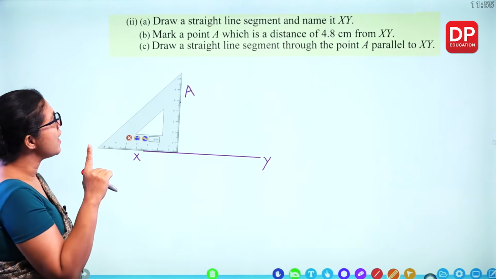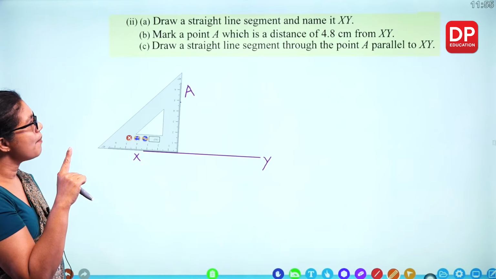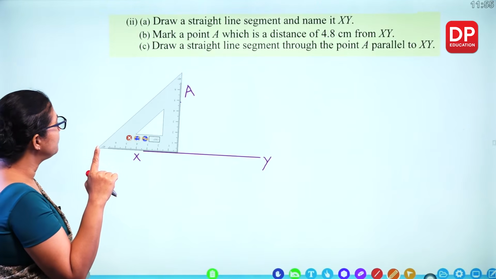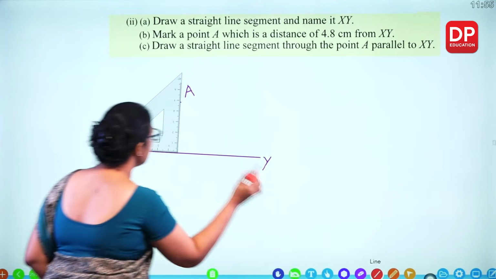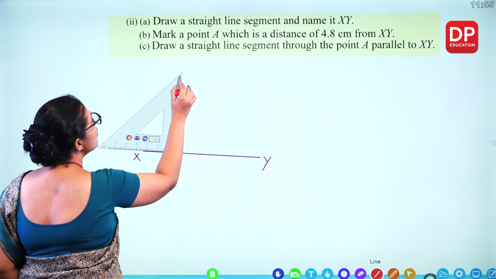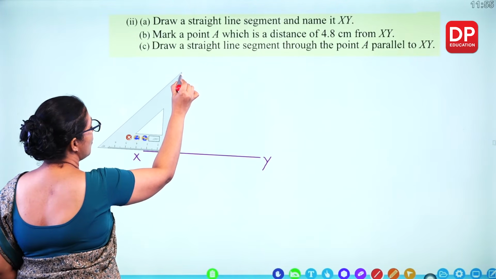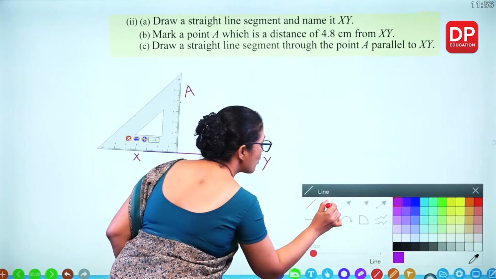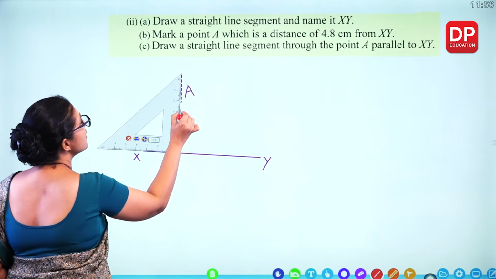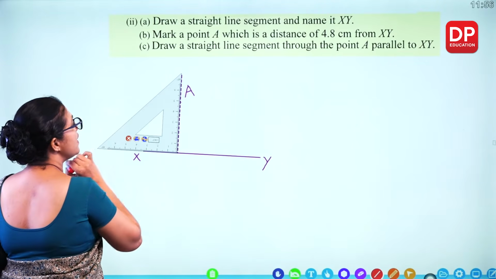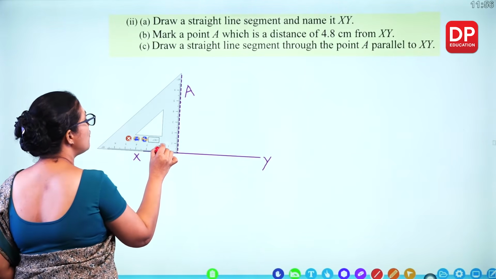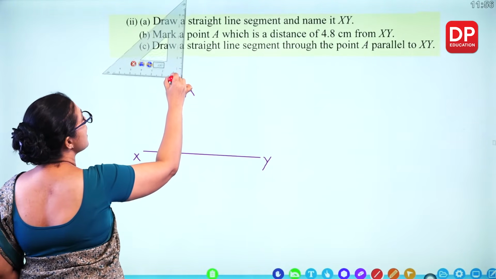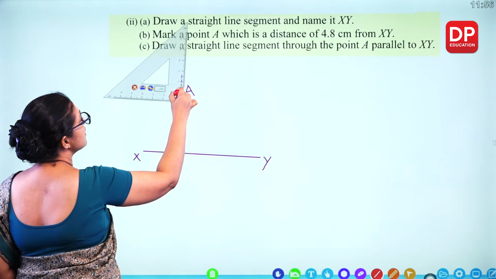Draw a straight line segment through the point A parallel to XY. So what you can do, first I'll draw the line so that it's easy. I'll draw a broken line from here to here. That's the perpendicular distance. Now I can move the set square along this line. So this is point A.